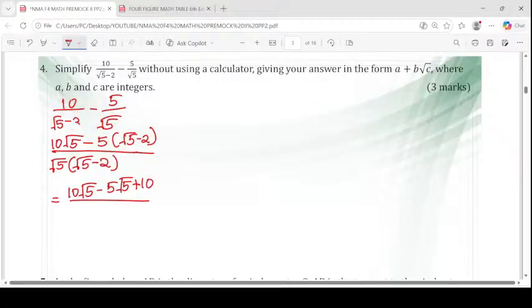All over. Let us open the brackets in the denominator. Root 5 times root 5 becomes root 25. But now the root of 25 is 5. So this will be like saying 5 minus root 5 times 2, negative 2, this becomes minus 2 root 5.